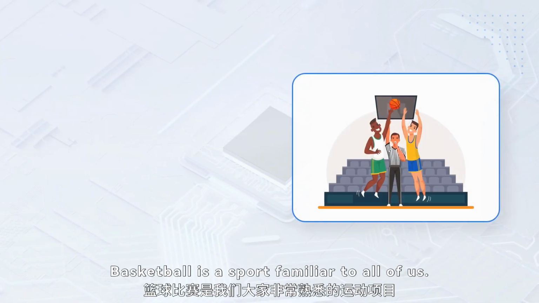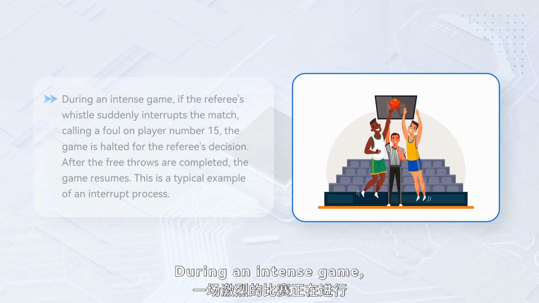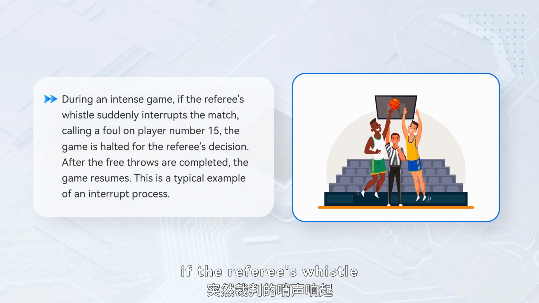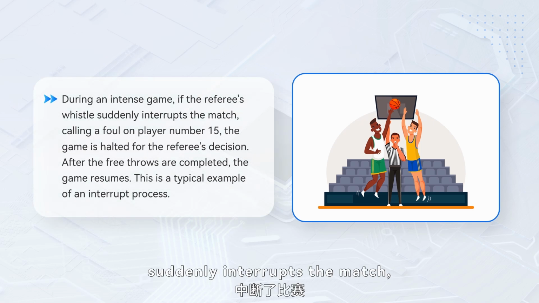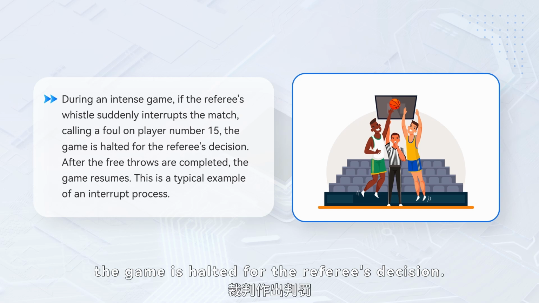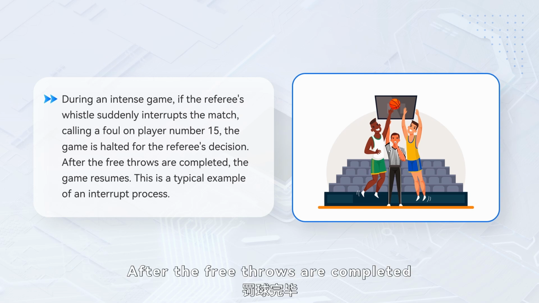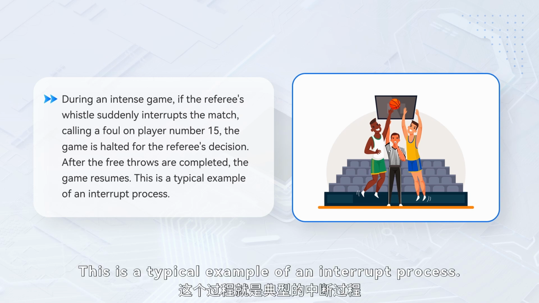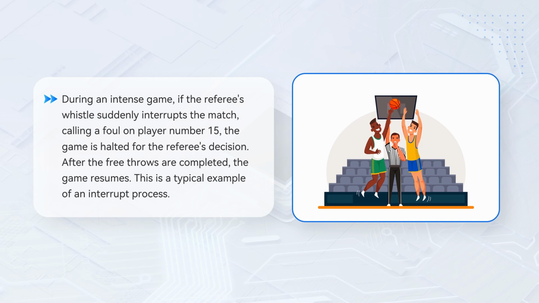Basketball is a sport familiar to all of us. During an intense game, if the referee's whistle suddenly interrupts the match, calling a foul on player number 15 and awarding 2 free throws plus 1 additional throw, the game is halted for the referee's decision. After the free throws are completed and the ball is reintroduced, the game resumes. This is a typical example of an interrupt process.